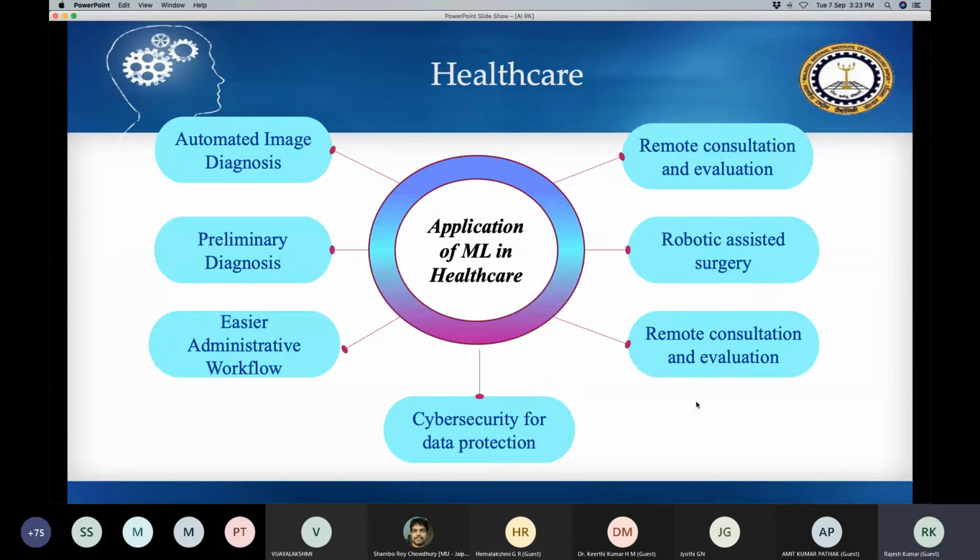This is most important, and this is going to be the costliest thing in the world in future, that is, data. So there is a lot of work on cyber security for data protection. I think you have observed it from your experiences during the last 2 years: remote consultation, where doctors are somewhere else and remotely assist. Robotic assistive surgery is nowadays common in most good hospitals throughout the country, in India as well.